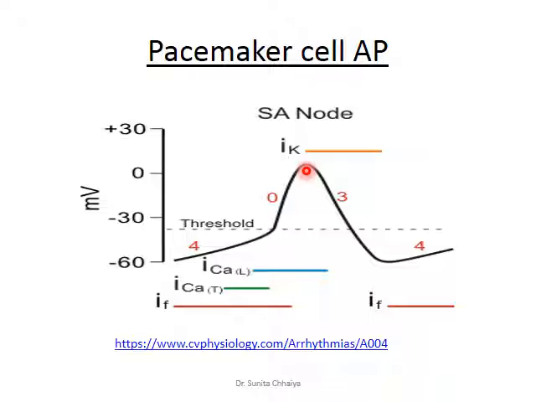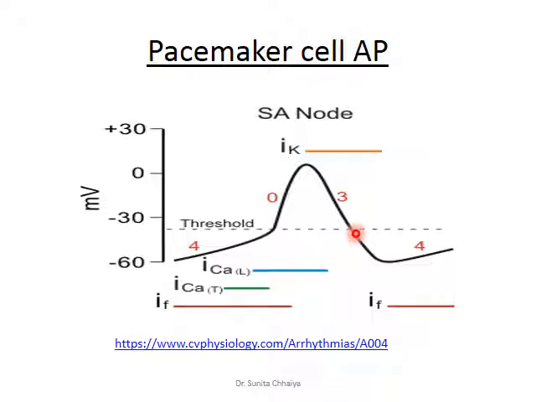Then after, once phase 0 is over, when the L type of calcium channel is in an inactive state, by that time phase 3 starts, and that phase 3 is known as repolarization, where there is an opening of the potassium channel. Opening of this potassium channel leads to efflux of potassium ion, and that leads to repolarization of the membrane potential, and that repolarization is also followed by hyperpolarization.